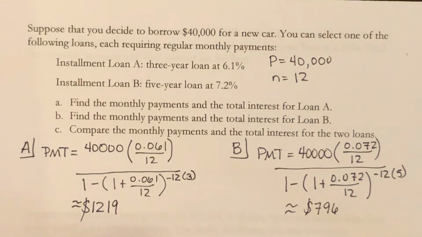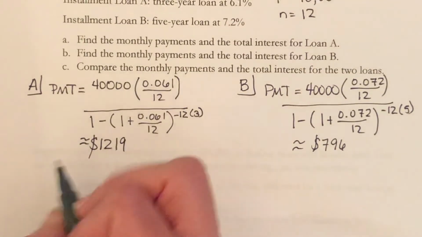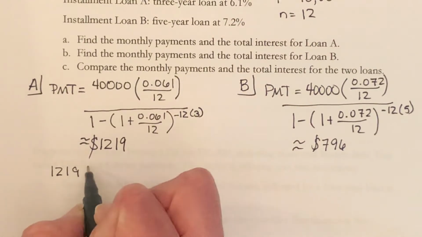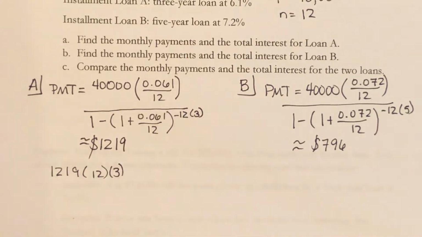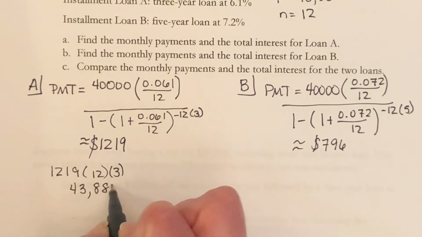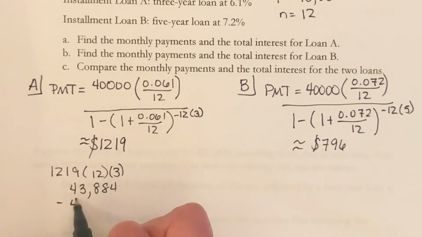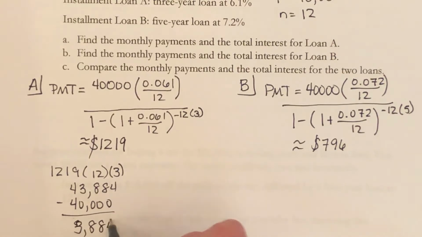Okay, so we know the payment on each of these. We're also asked to find the total interest on both of these. So here, if I'm paying $1,219 for 12 months a year for a total of 3 years, then you get $43,884. If we subtract off the $40,000 that we were financing, you get the interest of $3,884.